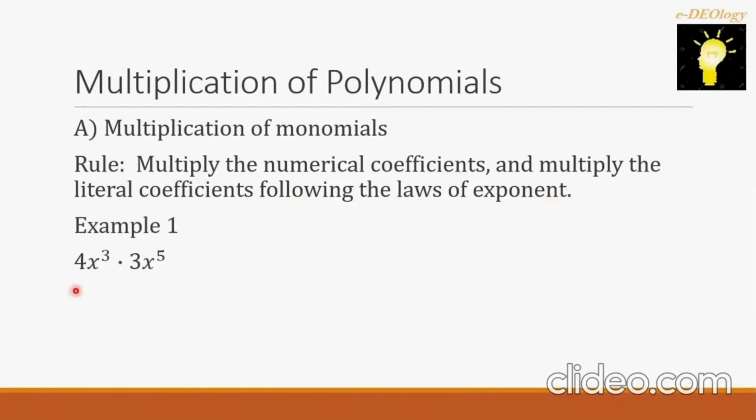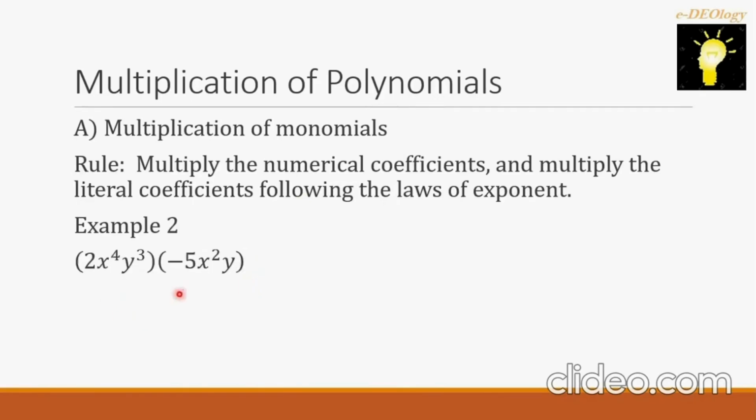Let's see the first example. 4x cubed times 3x raised to 5. We understand this dot here denotes multiplication. So we're going to multiply these two terms. So the rule says we're going to multiply the numbers. So that is 4 times 3. We will get 12. And the x cubed multiplied to the x raised to 5, we will add exponents. So we have x raised to 8. So the final answer here is 12x raised to 8.